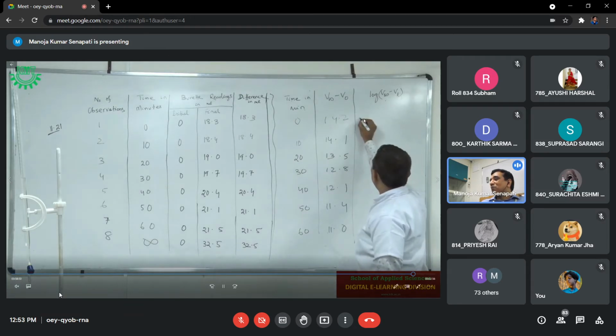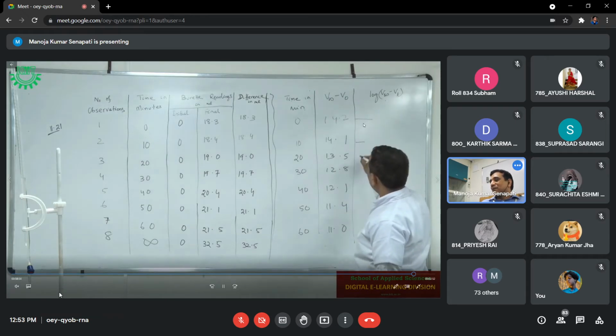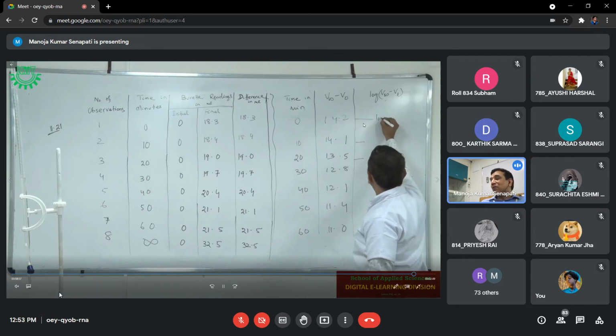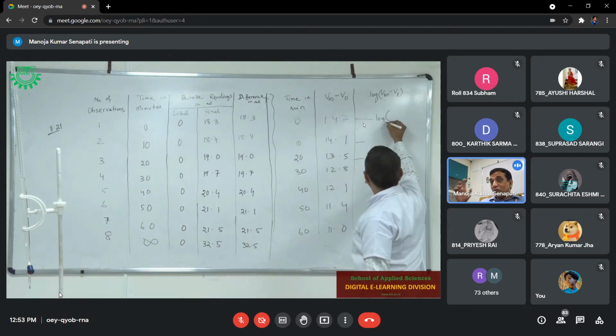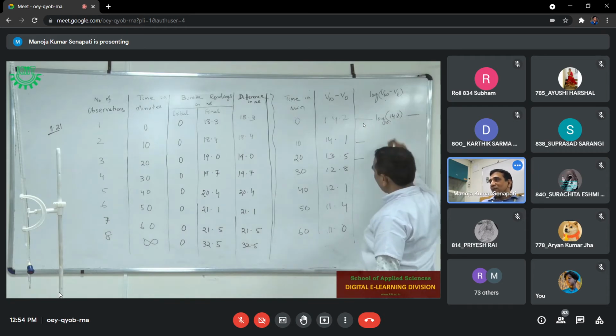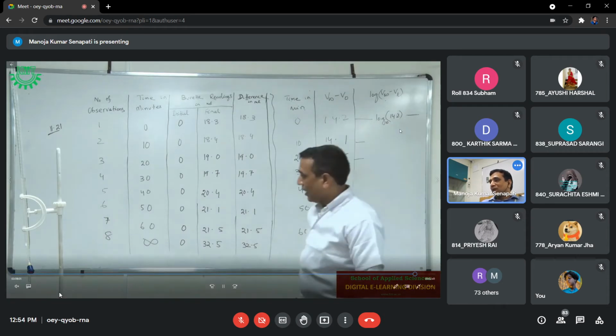Now you see how to calculate. You have to take the log value. I will tell you in detail about the graph so that while you are plotting the graph, you will not be confused. You will give the log value of 14.2.